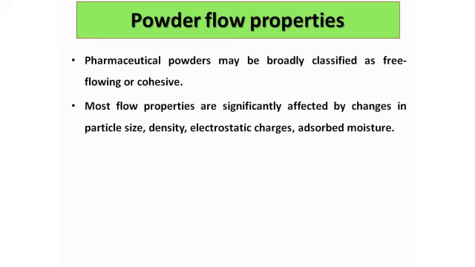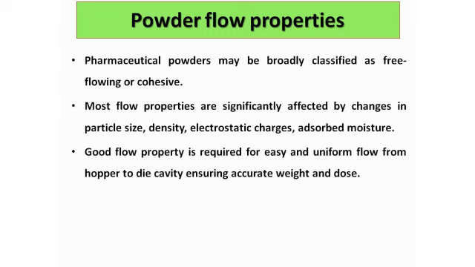So you see, the flow property of the powder is generally affected by change in a few parameters. Number one, change of particle size. If we change the particle size of the powder, the flowability or flow property of the powder will change. The next one is the density of the powder, then the electrostatic charge present over the surface of the powder, and finally the absorbed moisture. The moisture also affects the flowability of the powder, right?